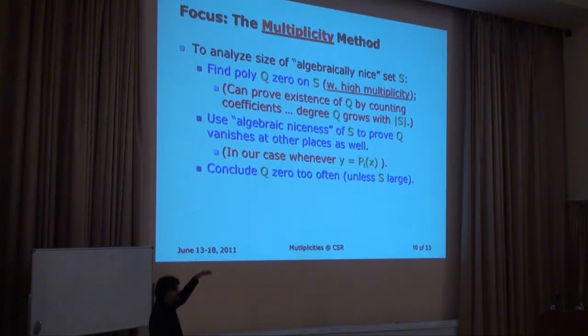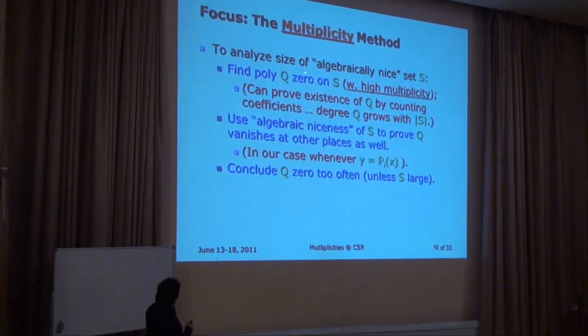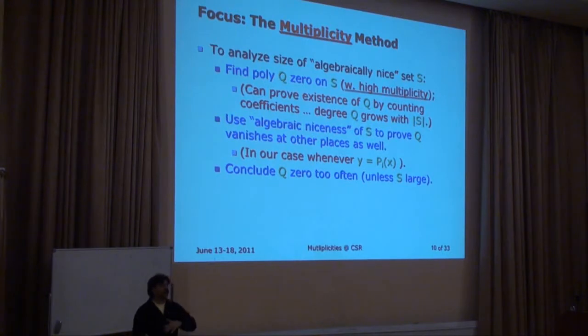The method of multiplicities is an abstraction of the example that we just played with. It says to analyze the size of an algebraically nice set. So again, what is the algebraic niceness of the set? In this example, it was a set which is the union of L evaluations of L polynomials. Okay, so that makes it algebraically nice. We find a polynomial which is 0 in the set, but now with high multiplicity. That's the only difference. And you prove the existence by the same counting arguments, and now you use the algebraic niceness to prove that S vanishes at other places as well.